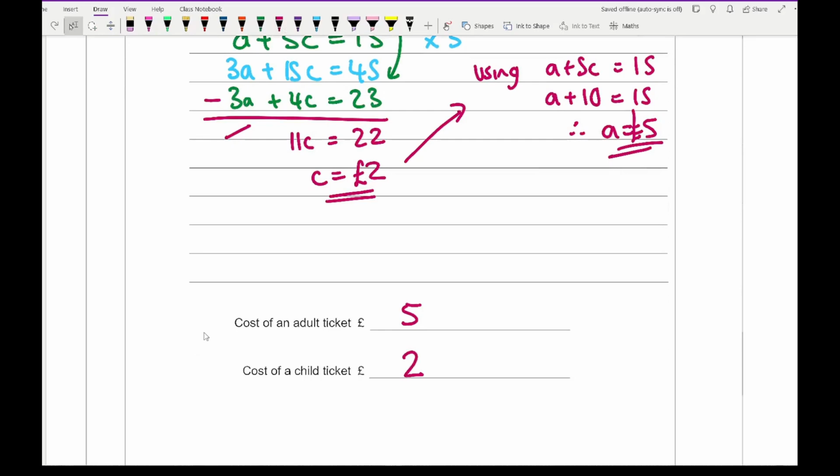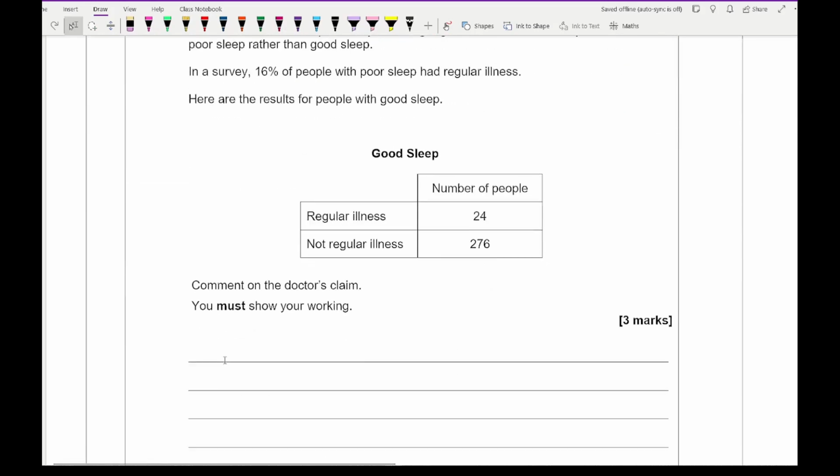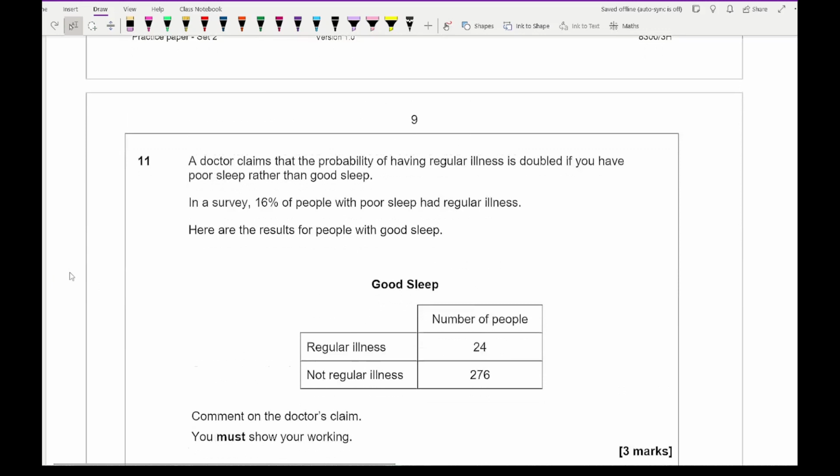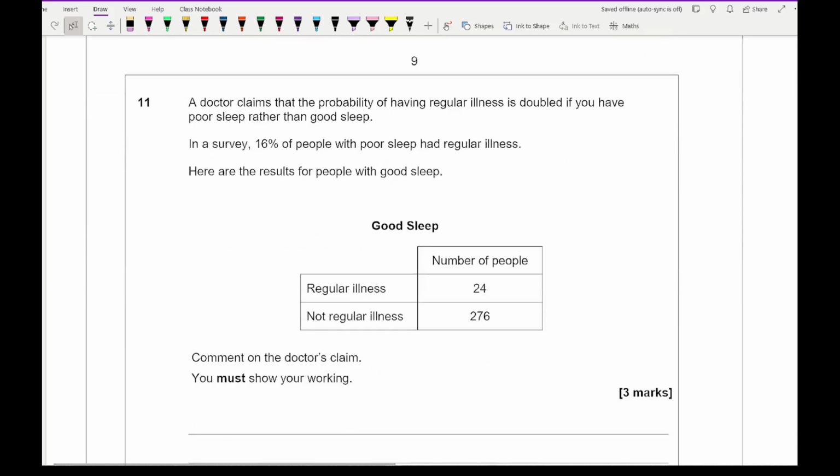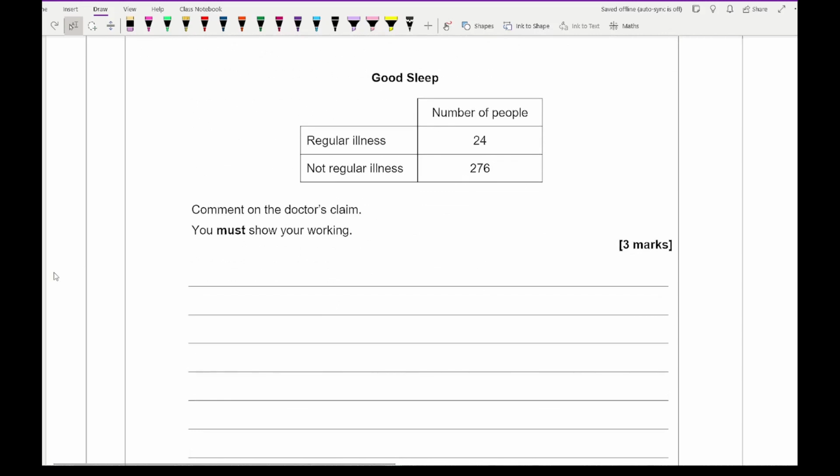Then looking at question 11, it says that a doctor claims that the probability of having a regular illness is doubled if you have poor sleep rather than a good sleep. In a survey, 16% of people with poor sleep had regular illness. Here are the results for people with good sleep. And it says comment on the doctor's claim, and you must show your working out. So this is for 3 marks.